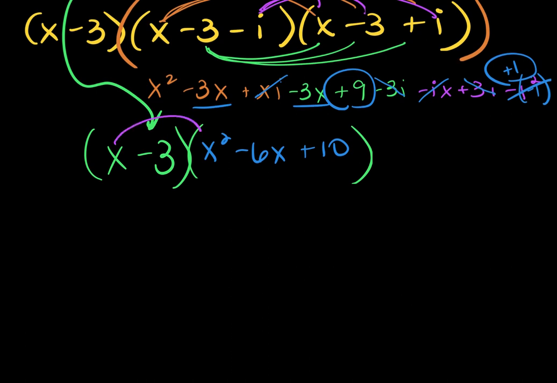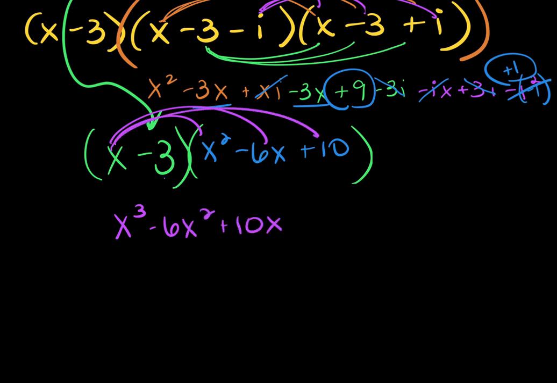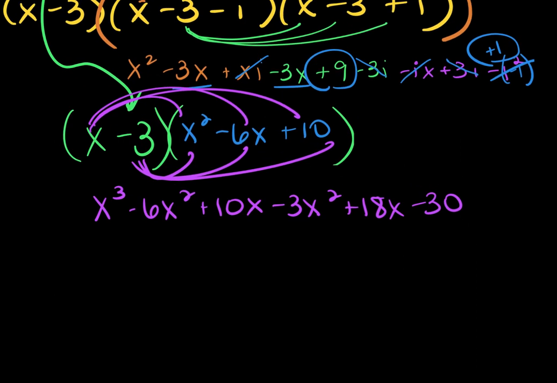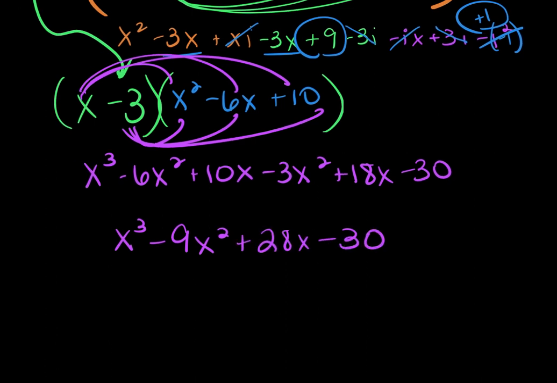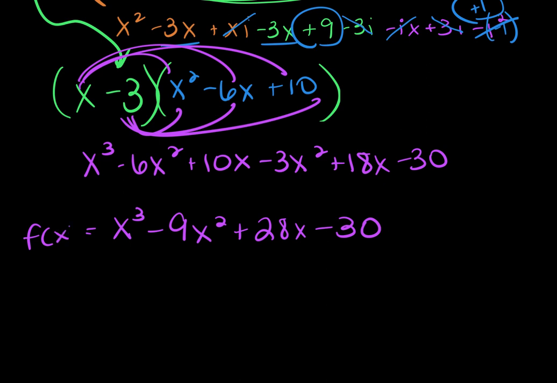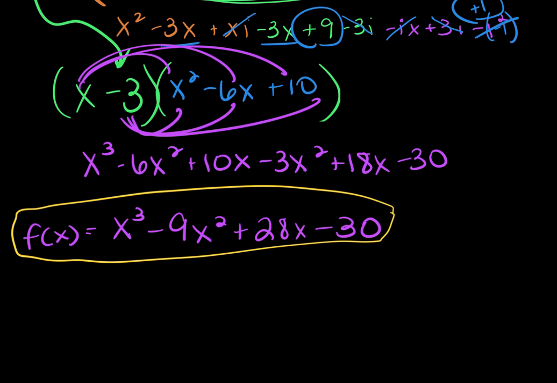Now we FOIL out. X times x squared is x to the third. X times negative 6 is negative 6x squared. X times 10, positive 10x. Negative 3x squared, positive 18x, negative 30. And now combine your like terms, and set it equal to f of x. Questions on that one?